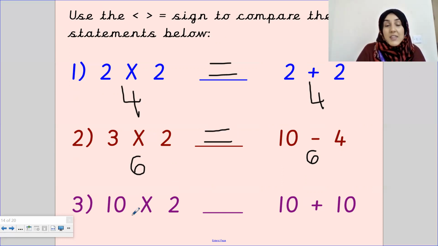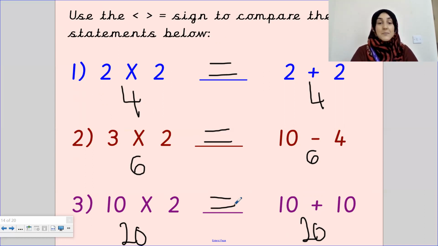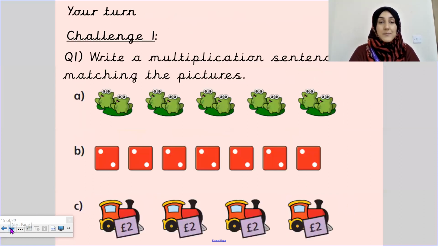Okay, and the last one that we have underneath is, pause the video here and have a go at this one. Okay, we've got 10 multiplied by 2. So I know that it's double the number. So what is 10 add 10? Equals 20. And what is 10 add 10? That also equals 20. So I'm not even going to ask you because I can see it is equal. Fantastic, Morris class. Well done.